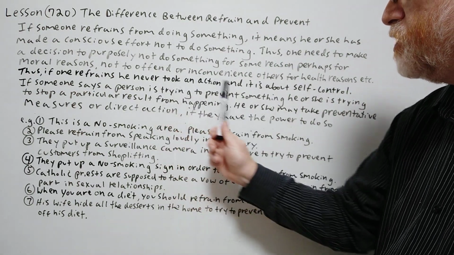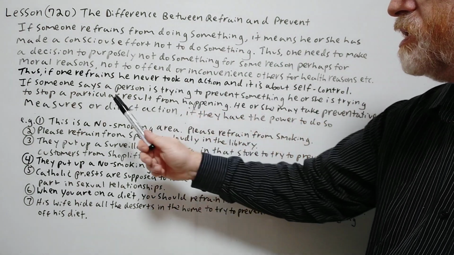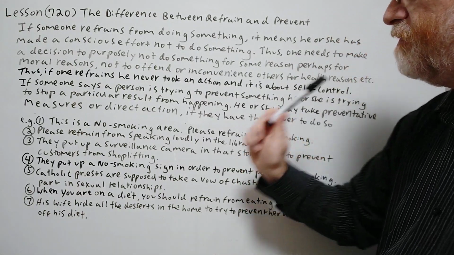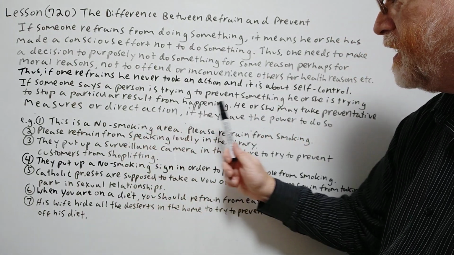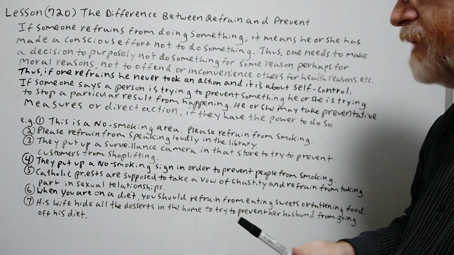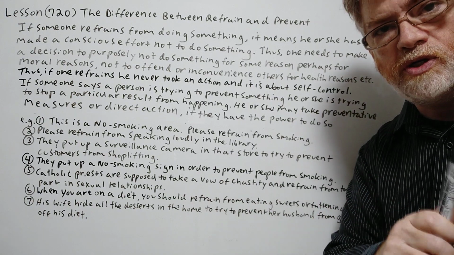If someone says a person is trying to prevent something, he or she is trying to stop a particular result from happening. He or she may take preventative measures or direct action if they have the power to do so. Okay, let's continue. We have 7 examples here to show just how it's used.